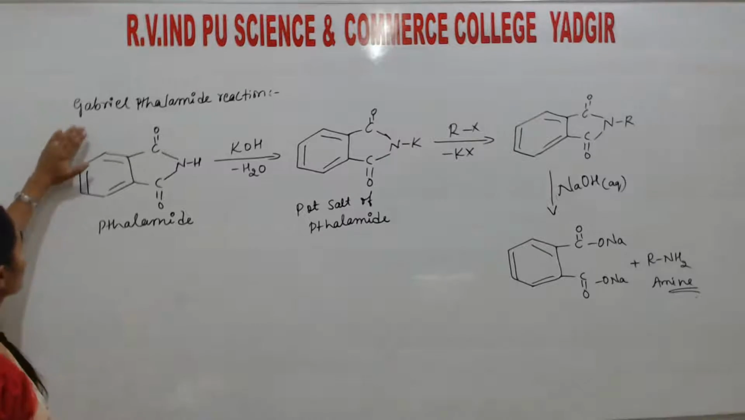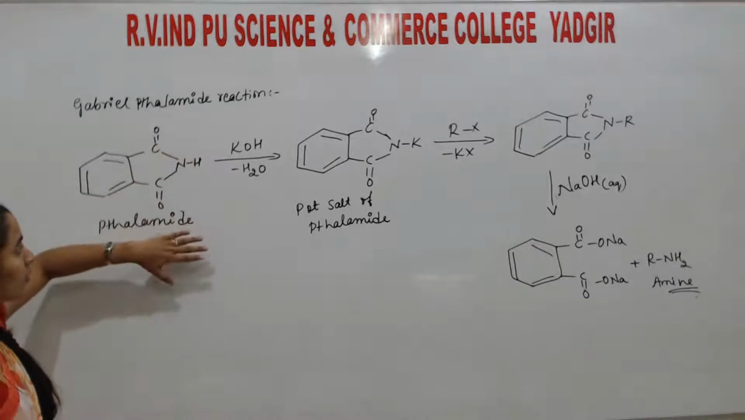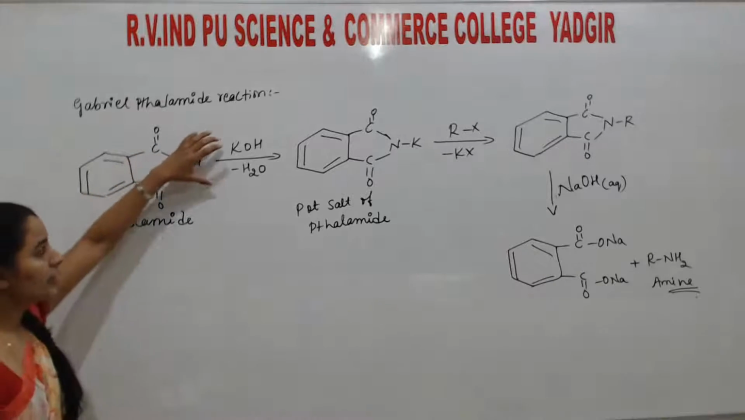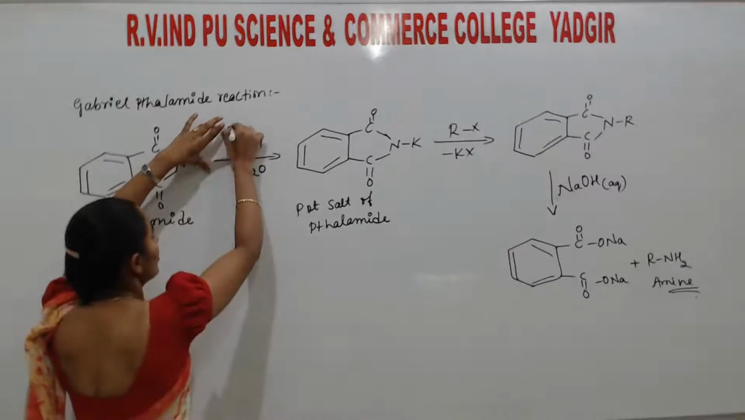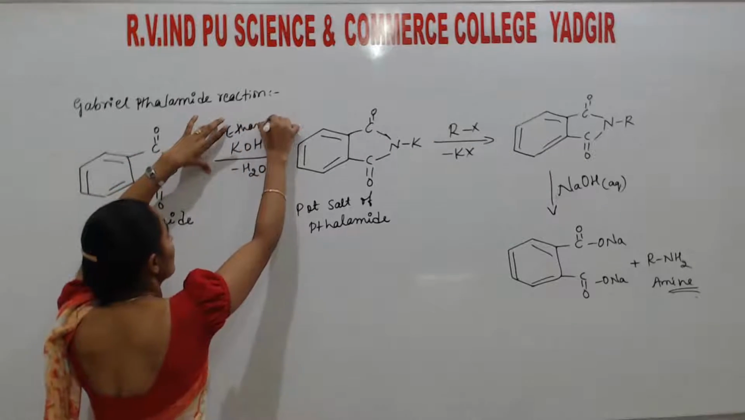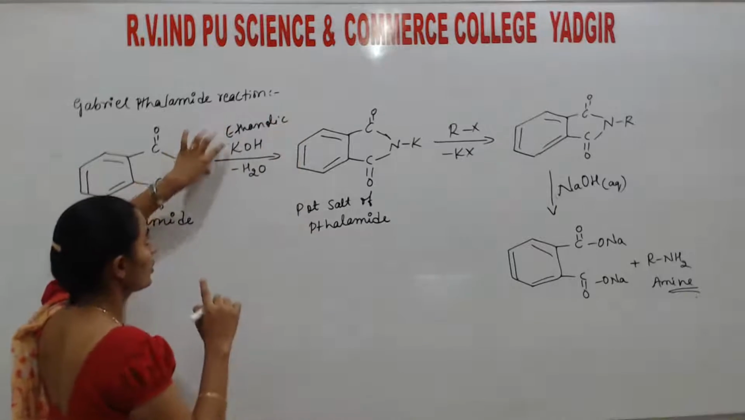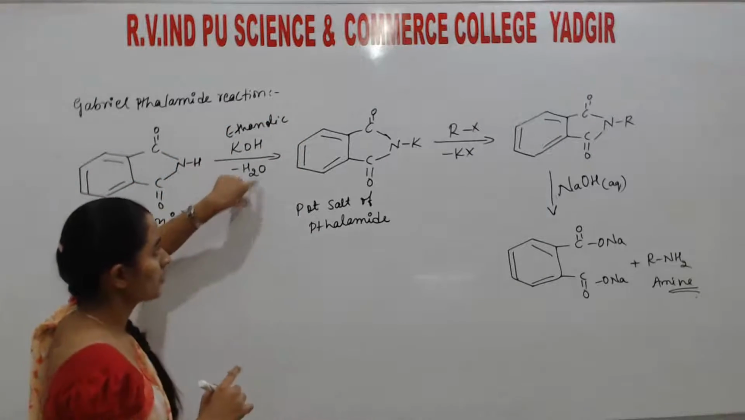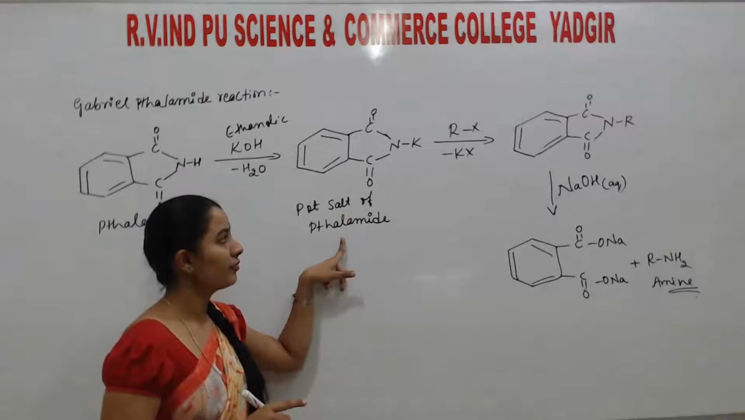What is this? Gabriel phthalimide reaction. What is the process taken here? The phthalimide initially reacts with ethanolic KOH. Remember, alcoholic KOH, ethanolic KOH. So water is removed and they form the potassium salt of phthalimide.